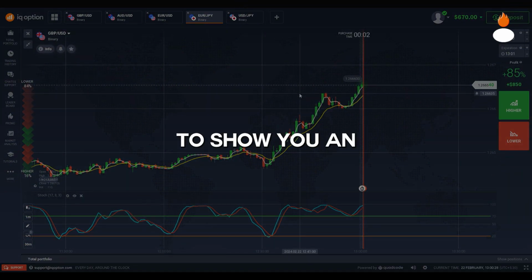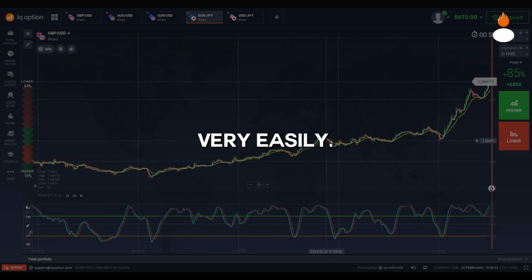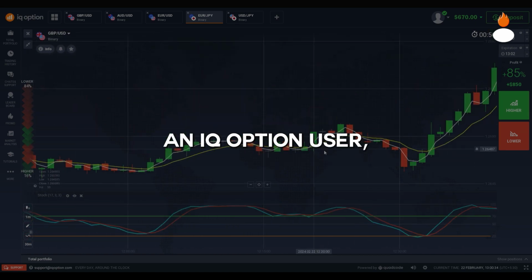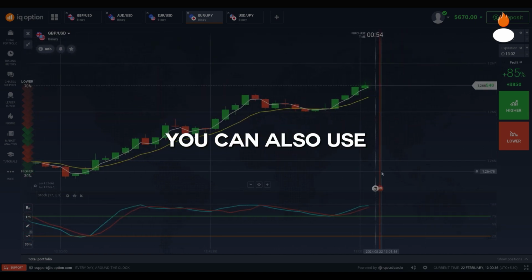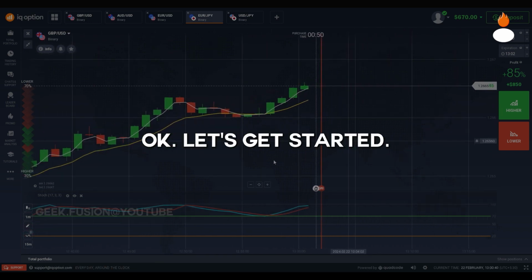I am going to show you an amazing IQ Option strategy that is very simple, and you can use it very easily. But if you are not an IQ Option user, you can also use this strategy on any other binary platform you use. Okay, let's get started.